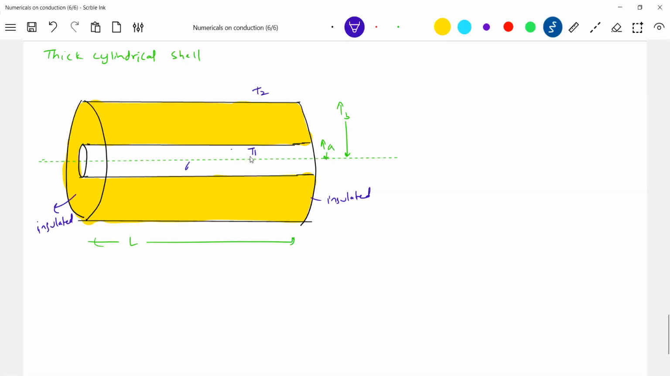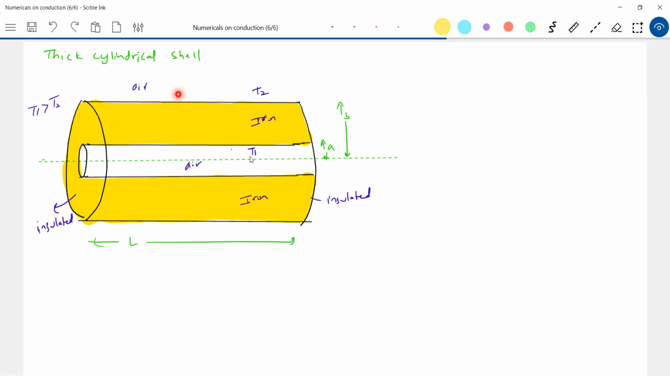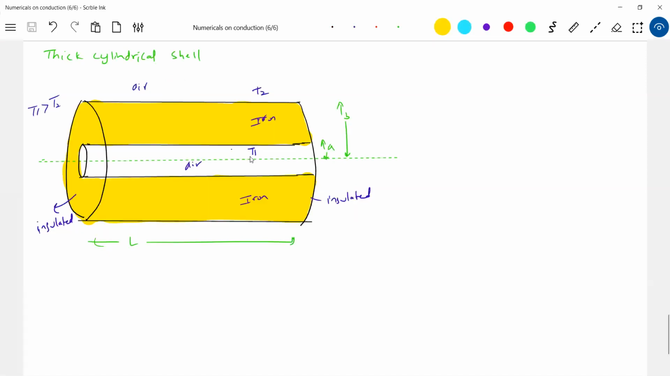So here I'm writing air, this is iron. T1 is greater than T2. Therefore the heat will flow radially outward, normal to the curved surface. This is the lateral surface, also called the curved surface. It will flow like this. So now we have to get an expression for the thermal resistance of it. I'll show the direction of heat flow at a few places. This will be the direction of heat flow.